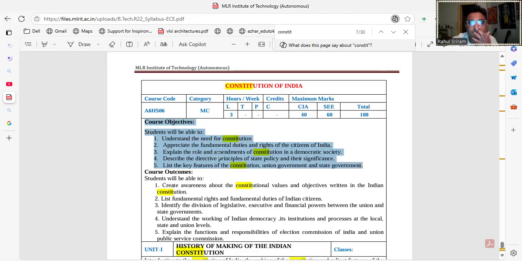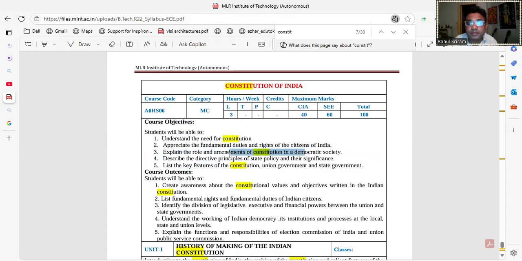Understand the need for the constitution. Appreciate the fundamental duties and rights of citizens of India. Explain the role and amendments of the constitution in a democratic society. Describe the directive principles of state policy and their significance, the key features of the constitution, and the union government and state government.